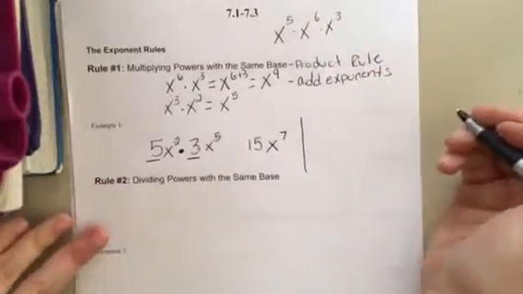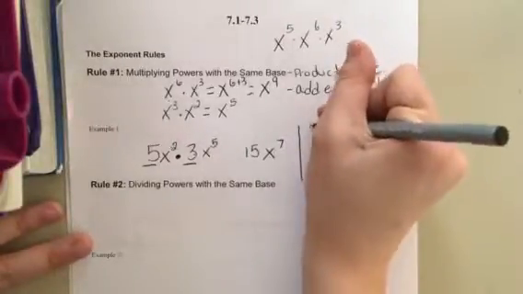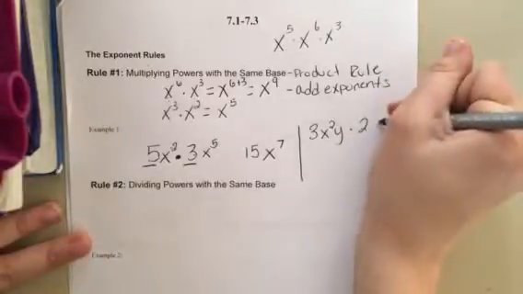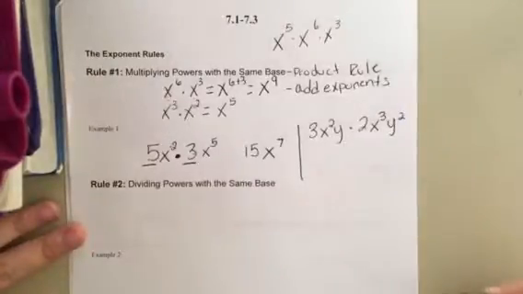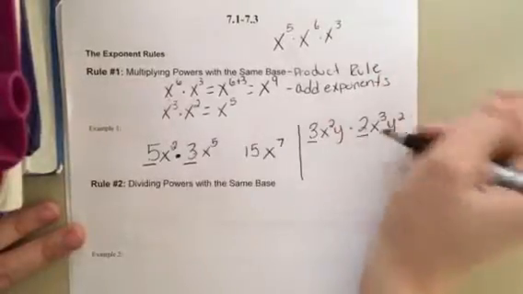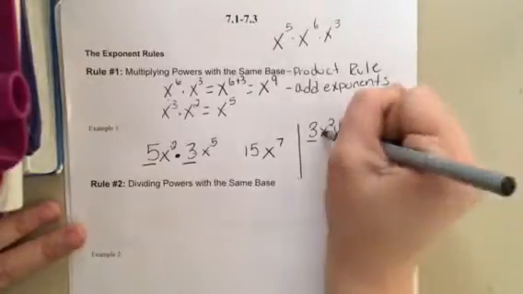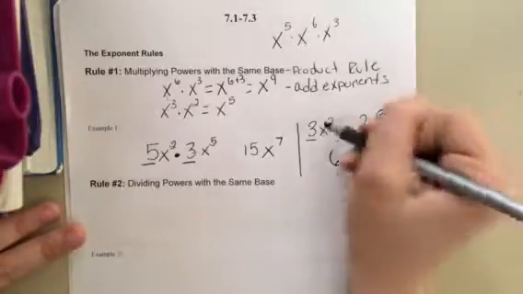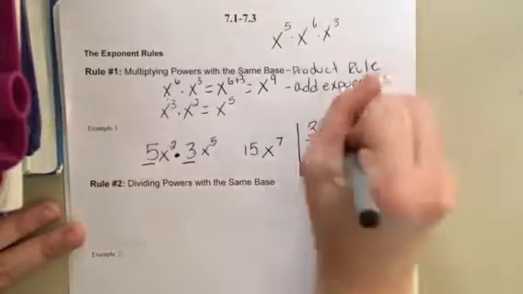One more example that we need to go through is what happens if there are multiple variables, such as 3x squared y times 2x to the 3rd y squared. In this case, you're going to follow the same steps. You take your 3 times your 2, and you get 6. And then you add the exponents that have the same base. In this case, we have x to the 2 and 3, where we have to add these two, and we get 5. And you get y.